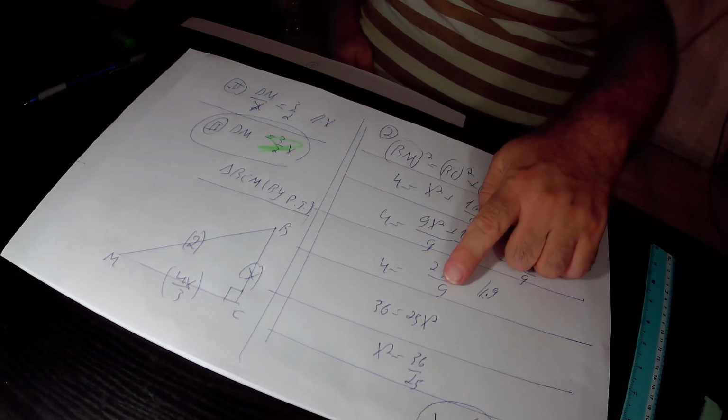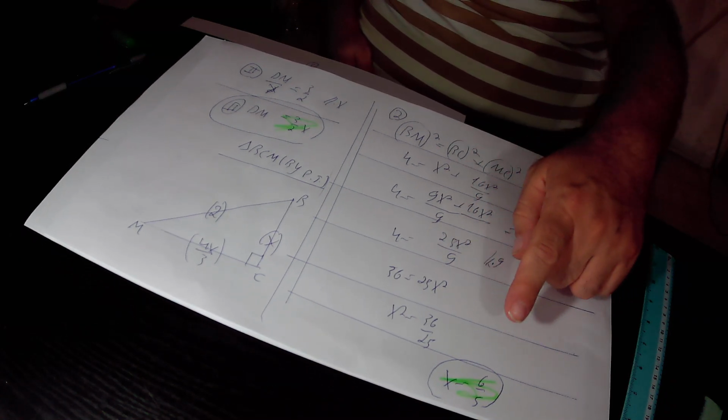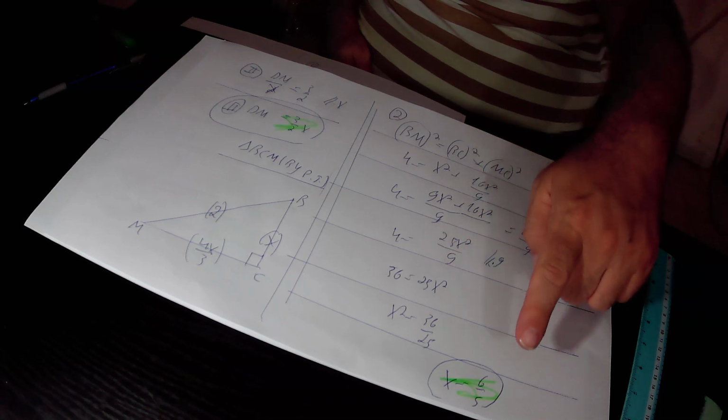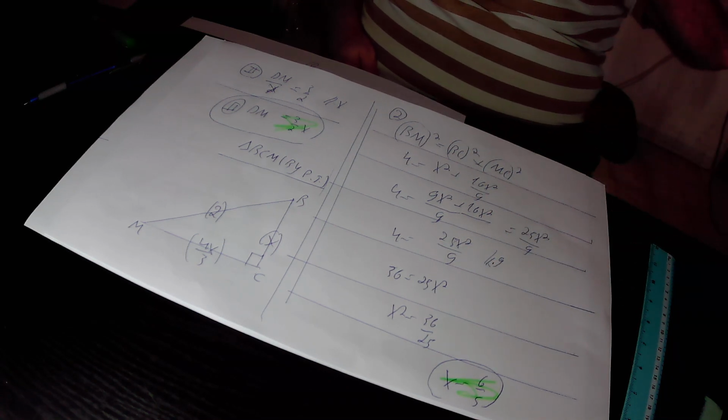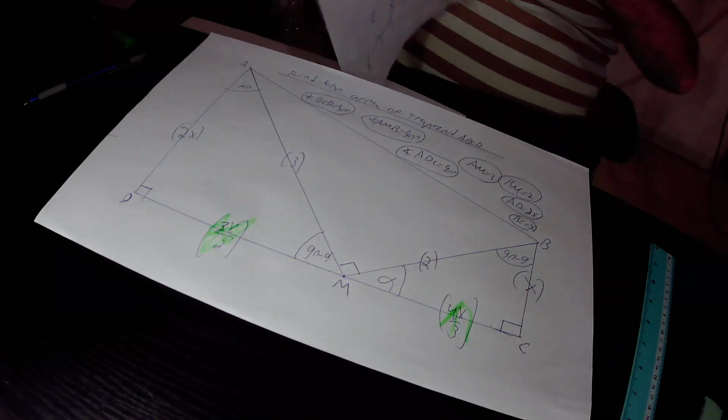Here we took a root of this equation and finally found out that x equals the square root of 36 over the square root of 25. So in total we find that x equals 6 fifths. X equals 6 fifths.